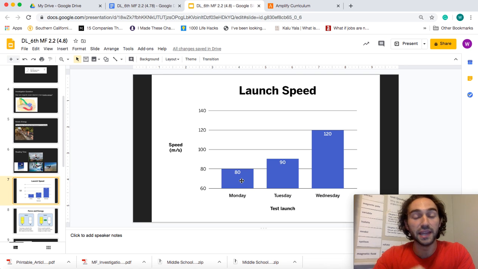And so what is the kinetic energy here? Well, it's the speed, right? So as we see, Monday had about 80. We can call this a good amount of kinetic energy. Tuesday it had more kinetic energy. Wednesday it had the most kinetic energy of all 3 days.